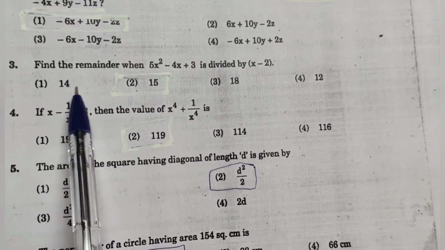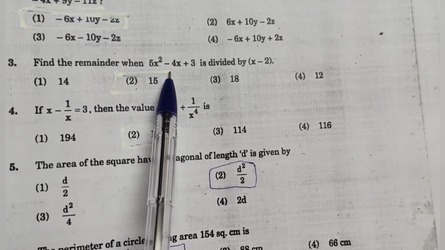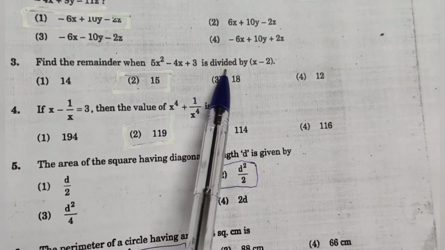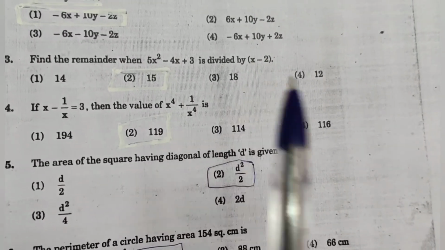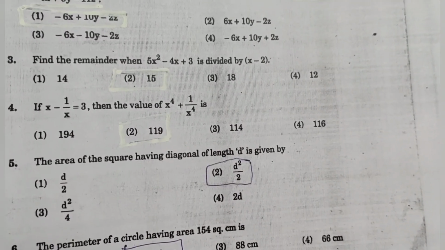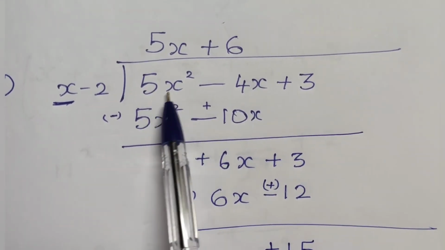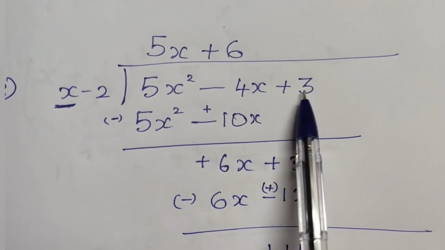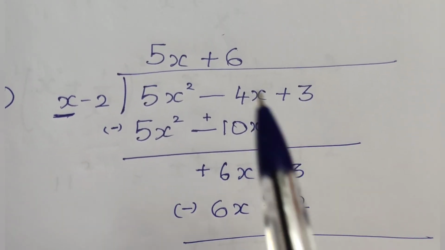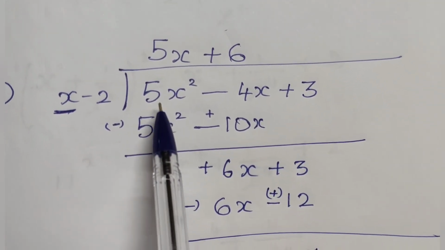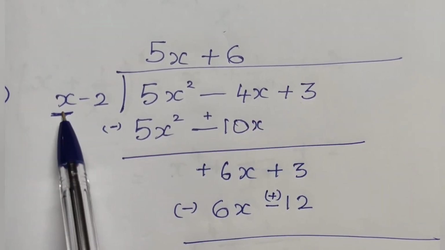Third question, find the remainder when 5x square minus 4x plus 3 is divided by x minus 2. We shall perform synthetic division. I'll show how to do it. 5x square minus 4x plus 3 divided by x minus 2. Here I am going to divide each of the terms by x.